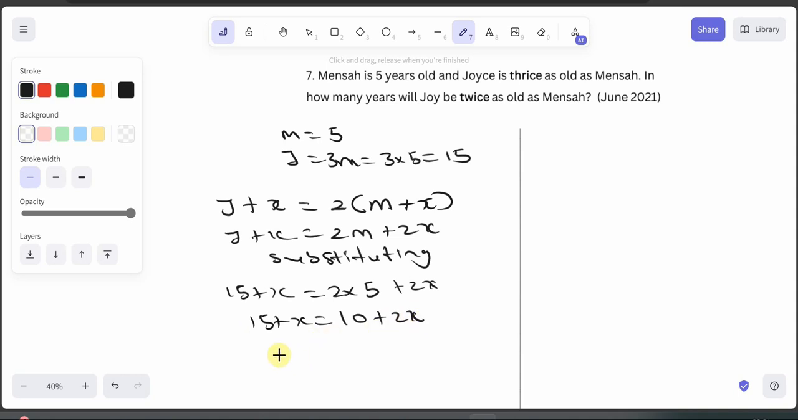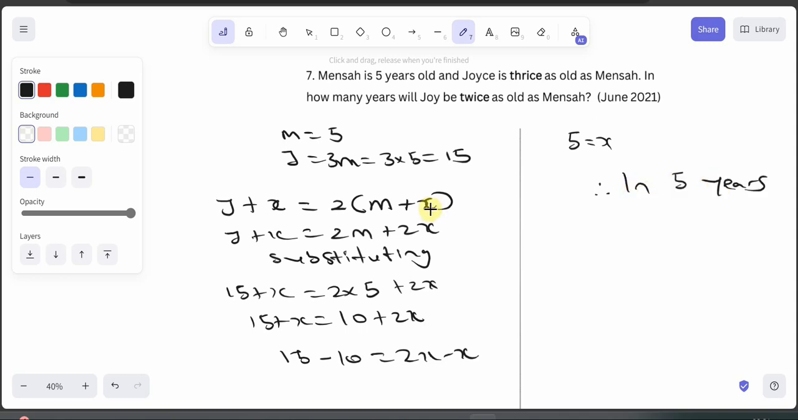So I could collect like terms and say 15 minus 10 is equal to 2x minus x. And 15 minus 10 is 5. 2x minus x is x. So therefore, Joyce will be twice as old as Mensa in 5 years.